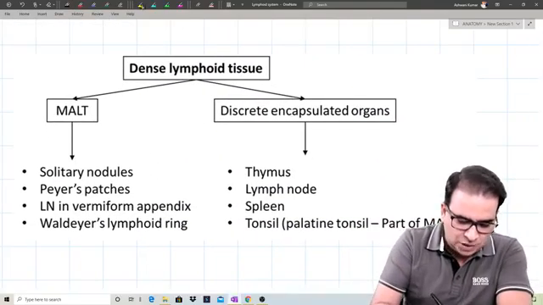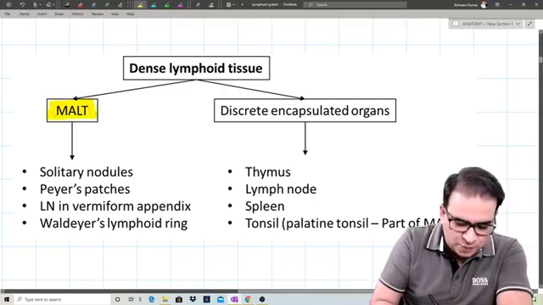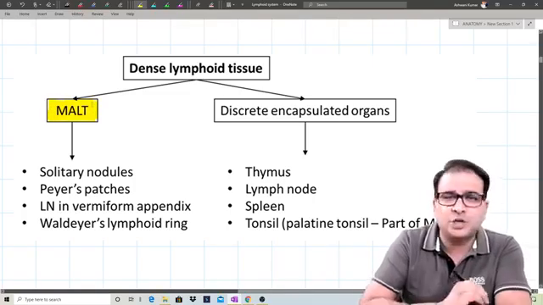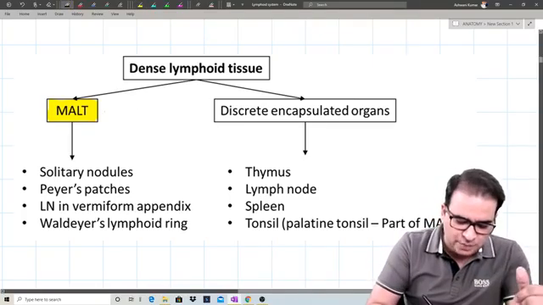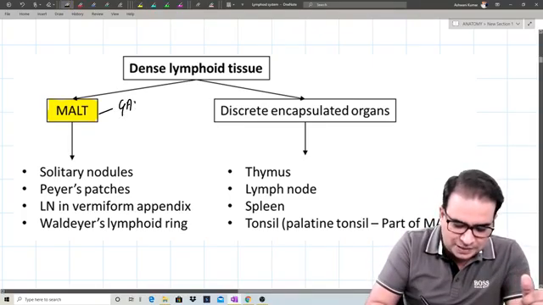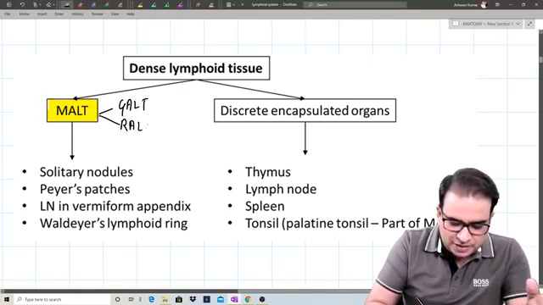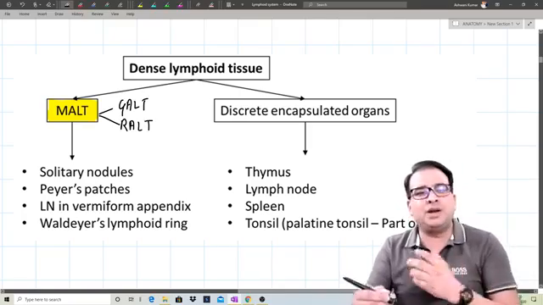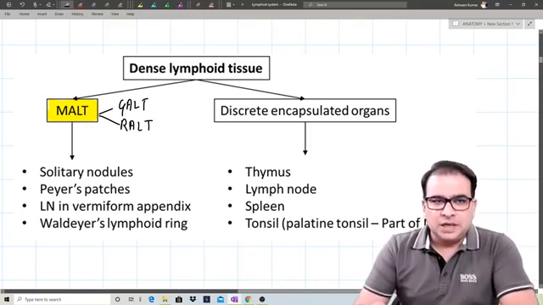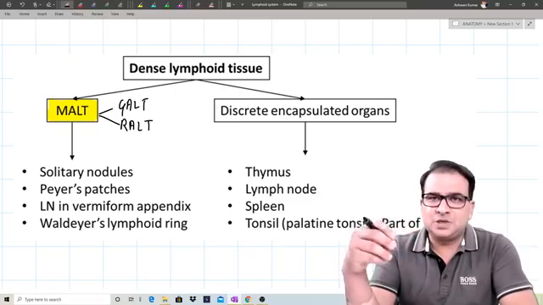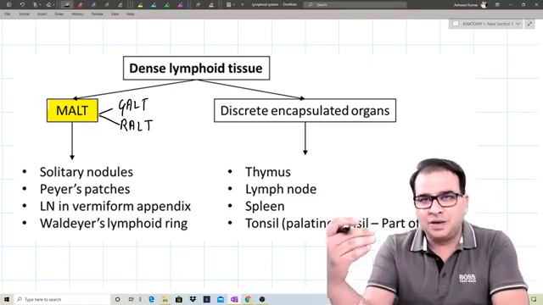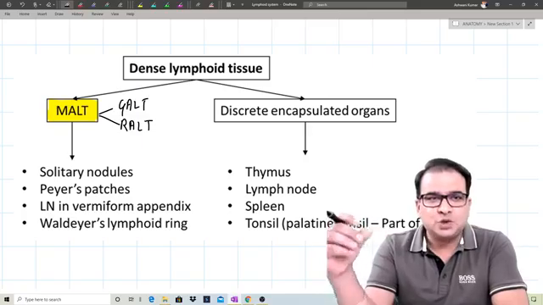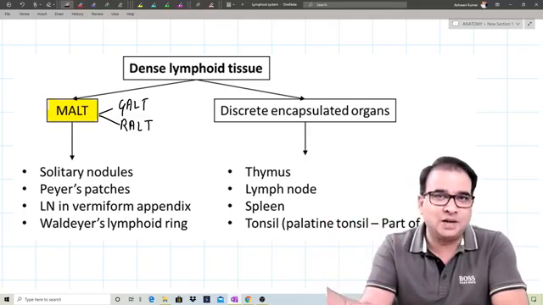We have one called MALT, which is mucosal associated lymphoid tissue. Mucosal associated lymphoid tissue can be of many types, like GALT, the gut associated lymphoid tissue. It can be BALT, the respiratory associated lymphoid tissue, or the pulmonary associated lymphoid tissue also. So where you have these Peyer's patches or solitary nodules present in the lamina propria of maybe the respiratory tract, maybe the GIT, those are called mucosal associated lymphoid tissue.